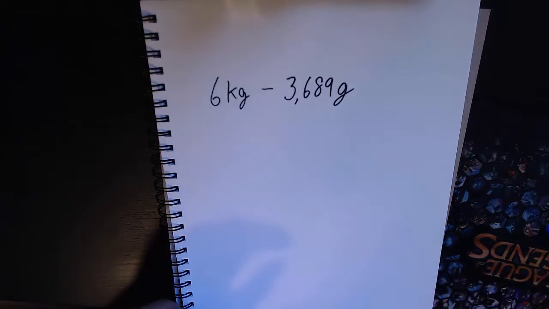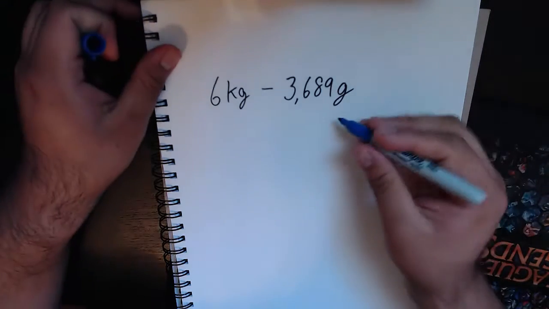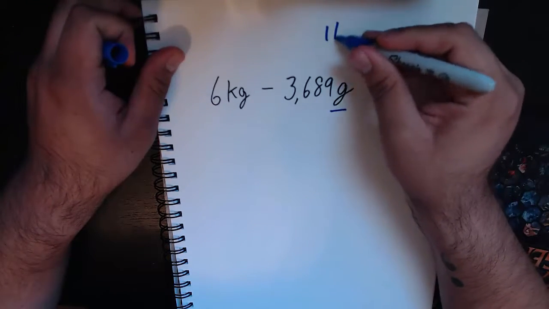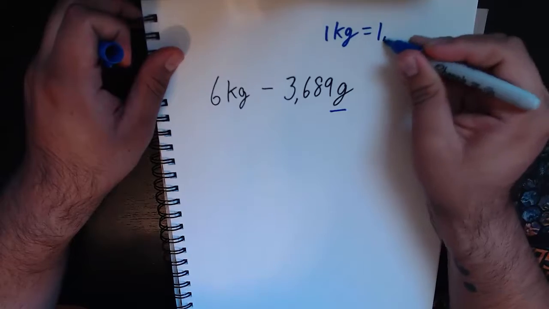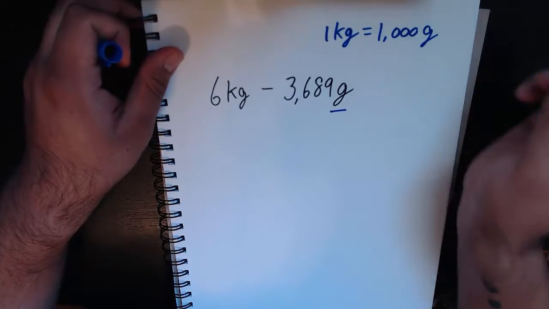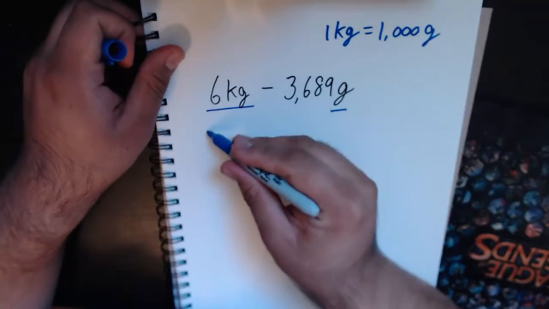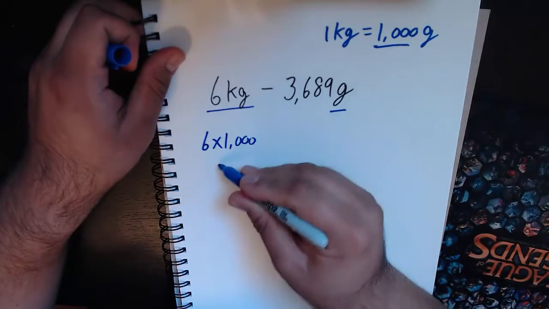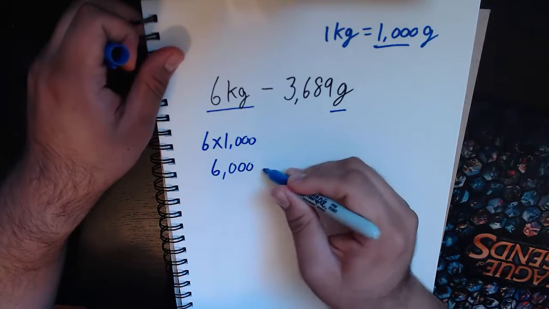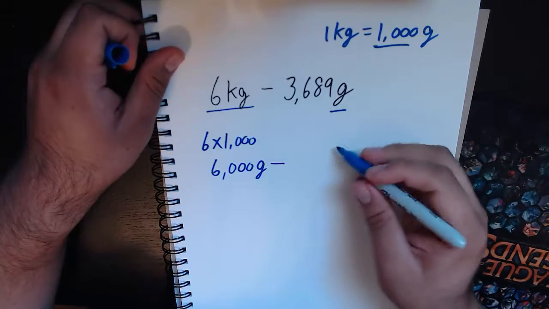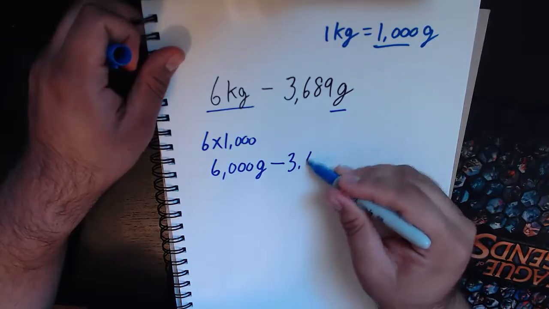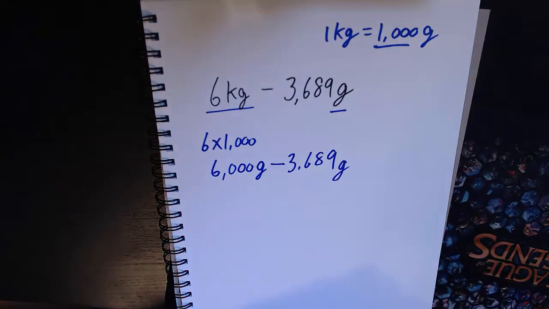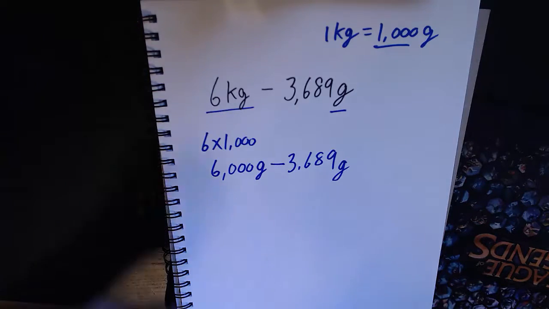Now the first thing I do is convert to my smallest unit. In this case, it would be grams, because remember, in 1 kilogram, we have 1,000 grams. So 6 times my 1,000 would give me 6,000 grams. Take away 3,689 grams. Now, my next step would be to put this in the standard algorithm.